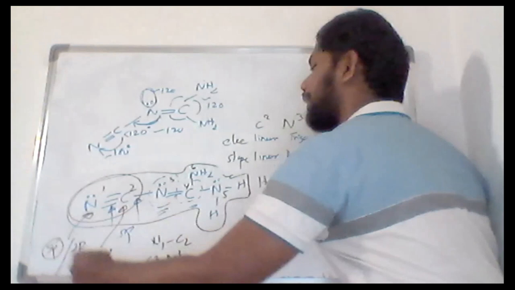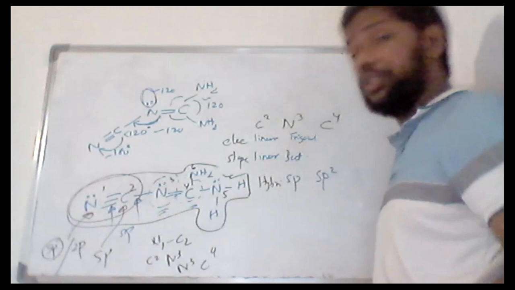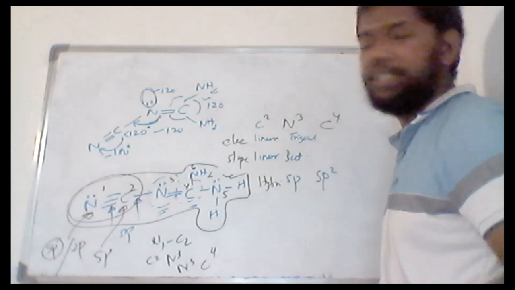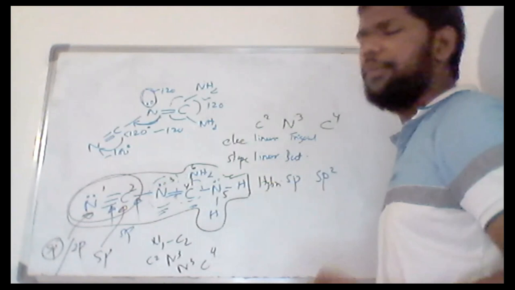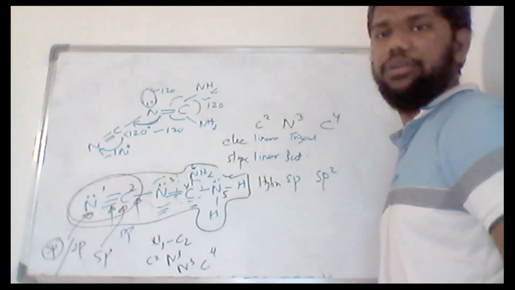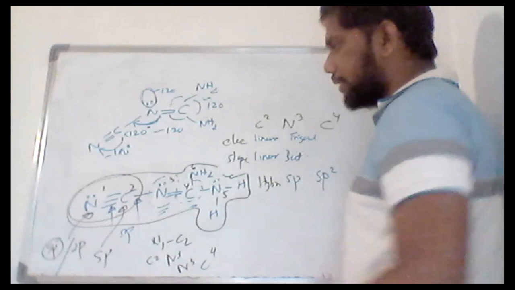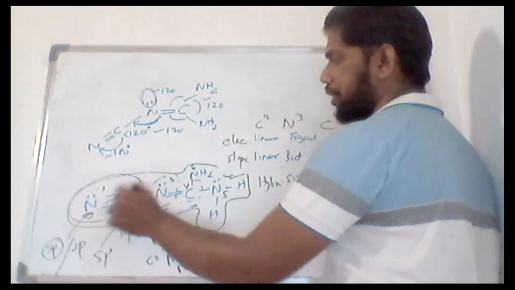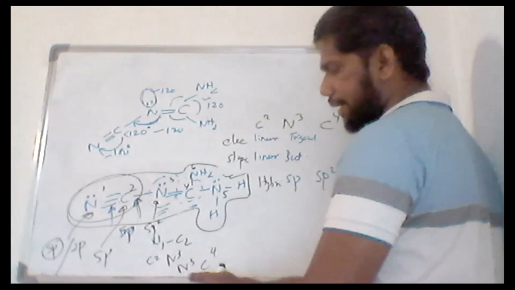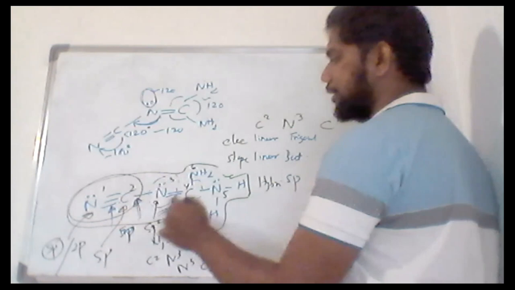But it can also be 2p, because based on nitrogen's electronic configuration, in this bonding with the carbon, it can be either hybridized or even unhybridized 2p also. It depends, okay? And then C2 and N3, what is C2 and N3? So again, this is between sp. So C2 and N3 is between sp and sp2. And N3 and C4, so N3 and C4 is sp2 and sp2, no problem in that.